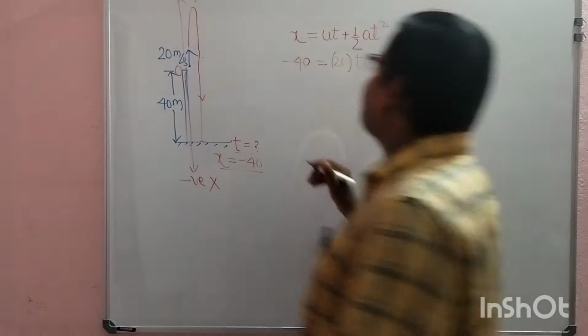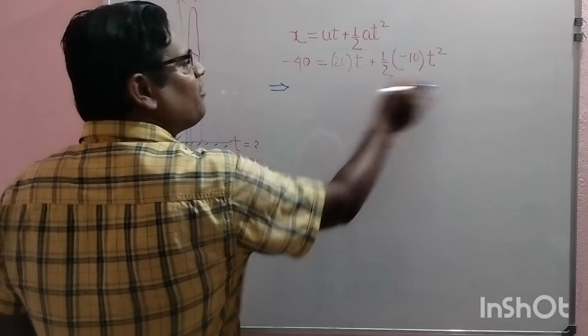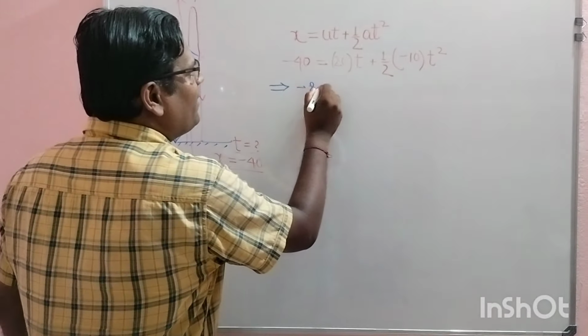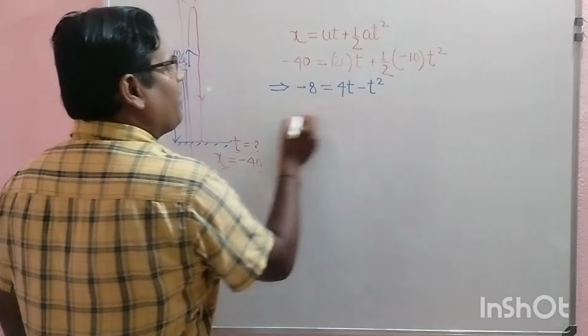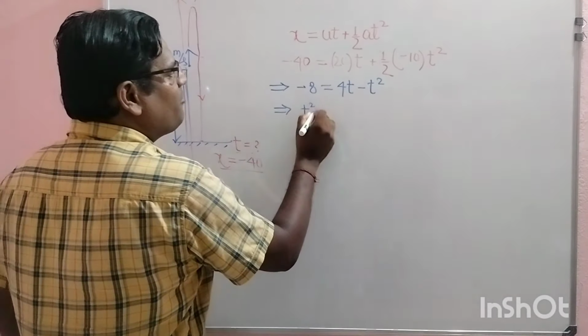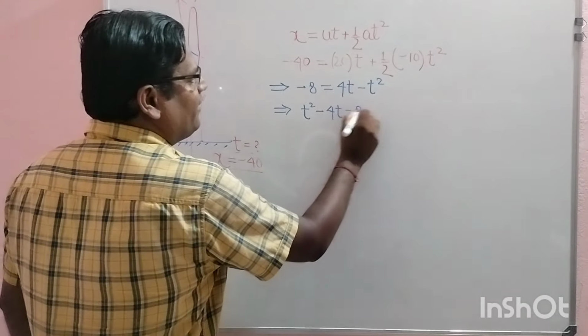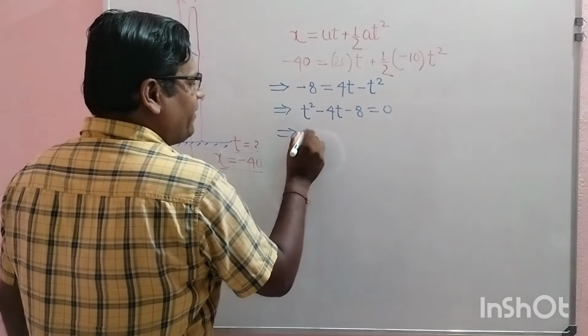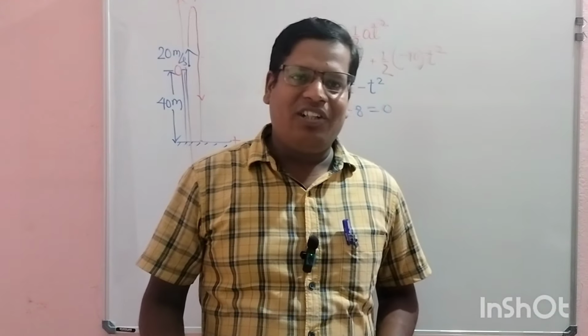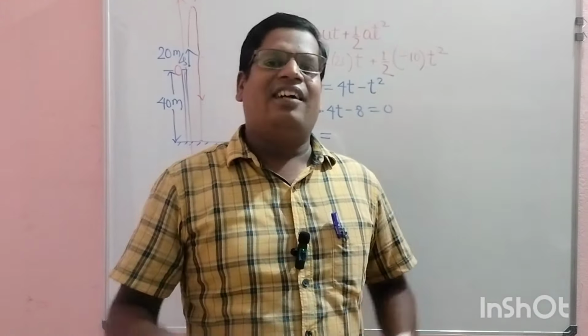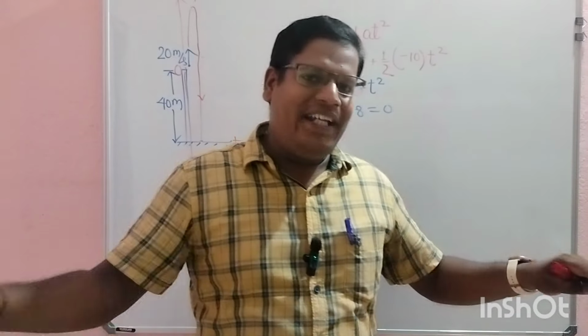Dividing by 5, this becomes -8 = 4t - t². Taking everything to one side, it becomes t² - 4t - 8 = 0. All of you know Sridharacharya's rule for solving a quadratic equation: if ax² + bx + c = 0, then x = (-b ± √(b² - 4ac)) / 2a.